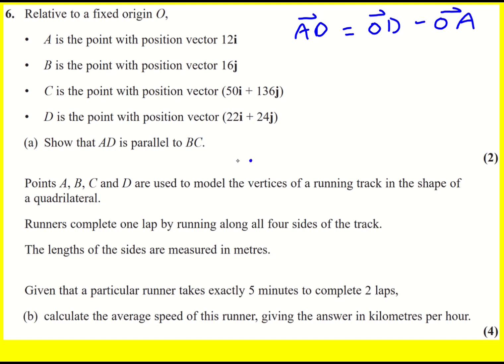So let's say we've got an origin and we've got A and D. Then we've got OA and OD. So to get from A to D this way, we could go AO, which is minus OA, they're the same thing, plus OD, hence OD minus OA.